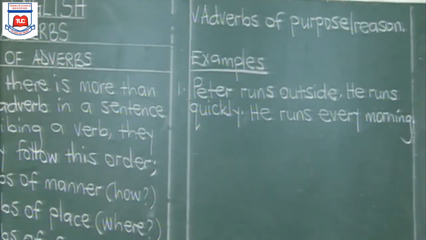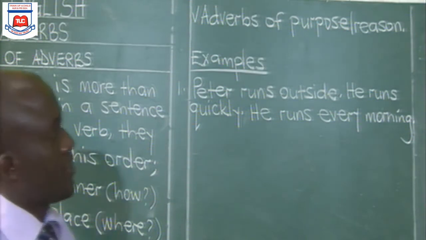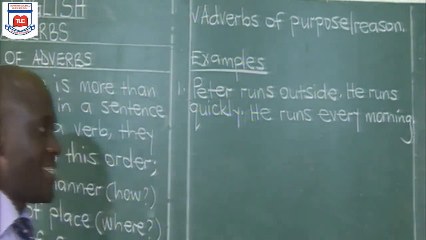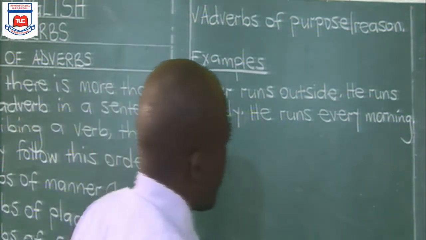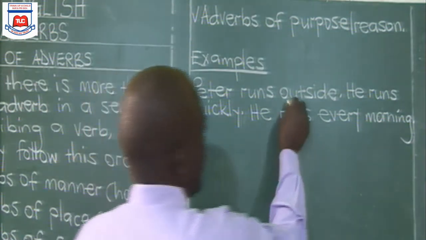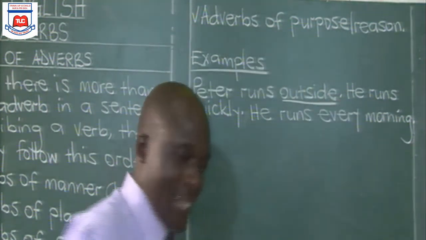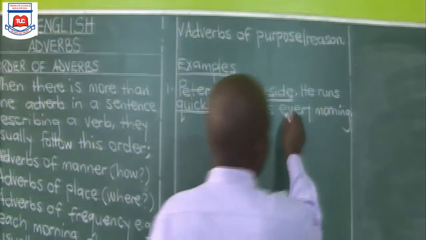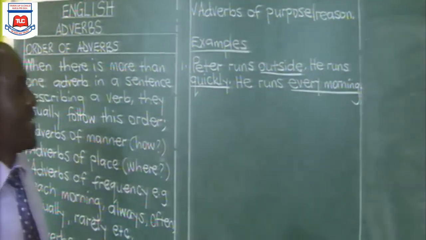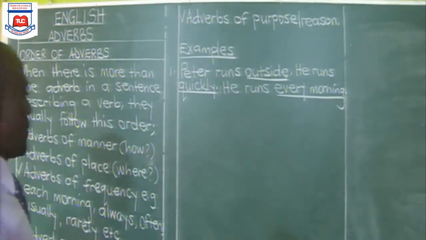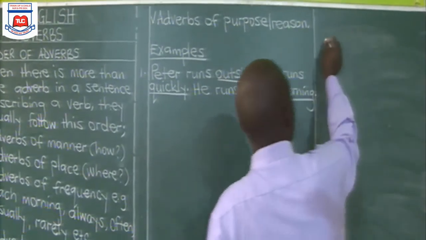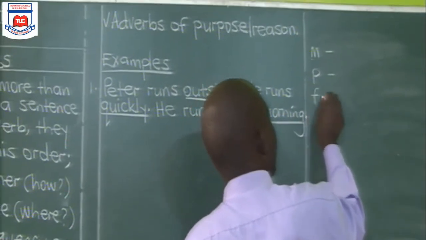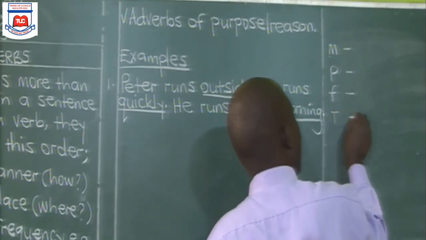Can you read that sentence, everybody? Peter runs outside. He runs quickly. He runs every morning. So in this sentence, you are going to be told to rewrite the sentence correctly. Here we have different types of adverbs. The first one here is outside. Which type of adverb is that? Then the next one is quickly. Which type of adverb is that? And then we have every morning. Which type of adverb is that? Now you come here and say, I want to arrange these adverbs in order. We said manner comes first, followed by place, followed by frequency, followed by time, and lastly, purpose.